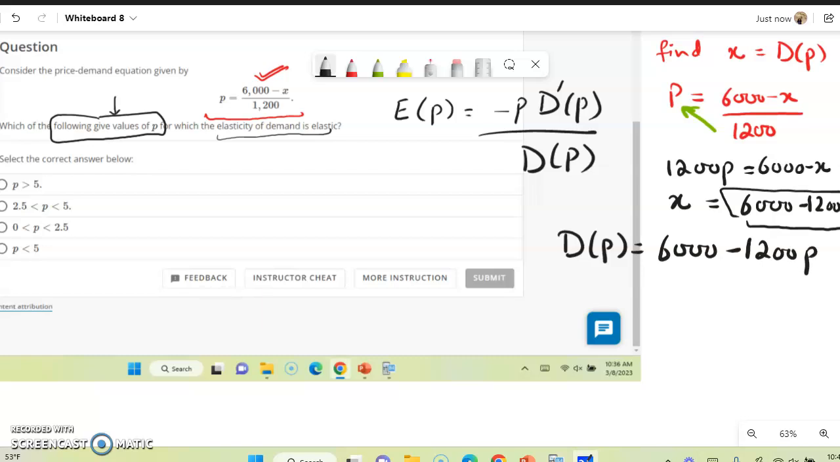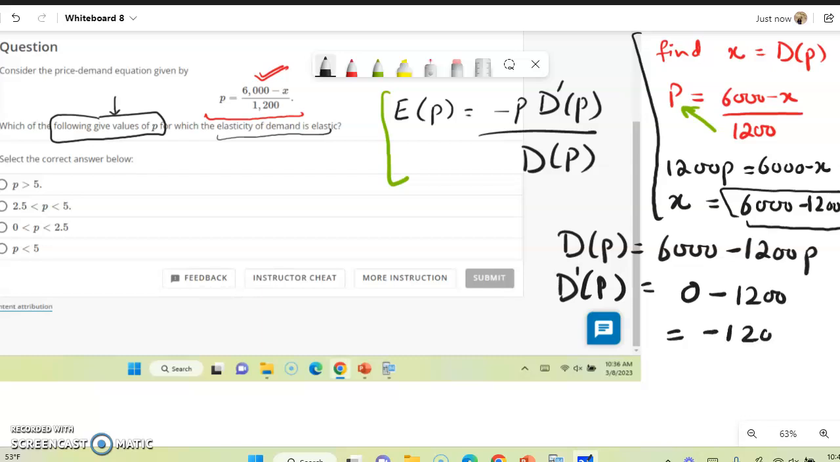Okay. Now we have the demand function. That was your first problem in the question, that you didn't even have the demand function, right? We couldn't even talk about the problem. So now let's talk about the elasticity. Elasticity is negative P times d dash P. So before doing that, let's find the derivative of this function with respect to P. Derivative of 6000 will be 0. Derivative of negative 1200p would be just negative 1200 using the power rule. So the derivative is negative 1200.